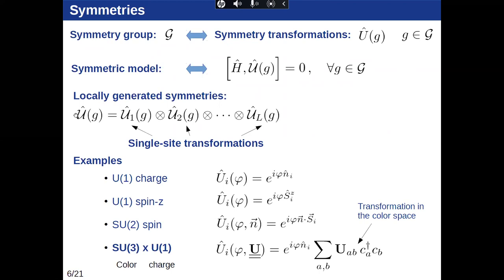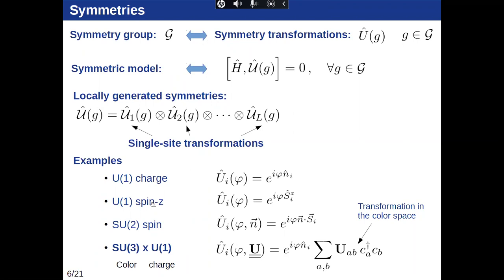So U_g is a product of single-site transformations. I have some examples here. Such a symmetry is the U1 charge conservation, in which the unitary symmetry is just a phase depending on the charge of the site. The total unitary transformation transforms according to the total charge, and charge conservation is a consequence of my symmetry.